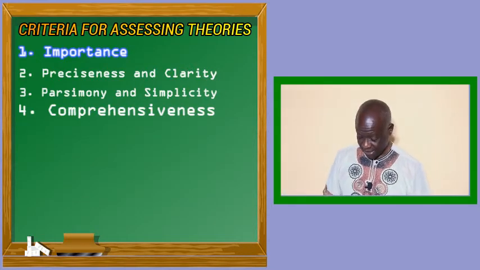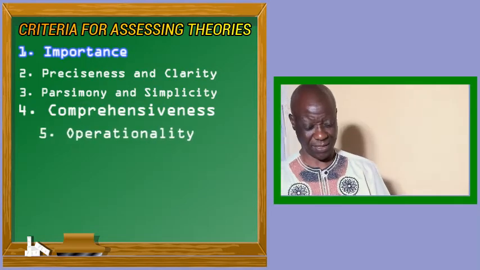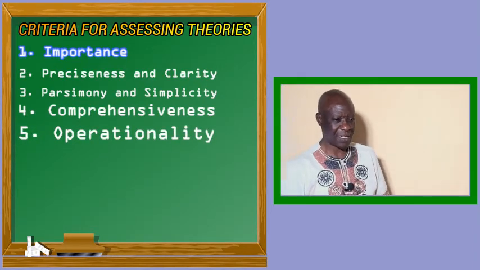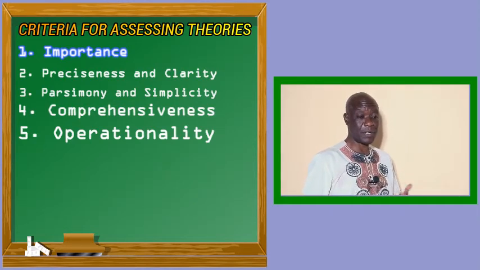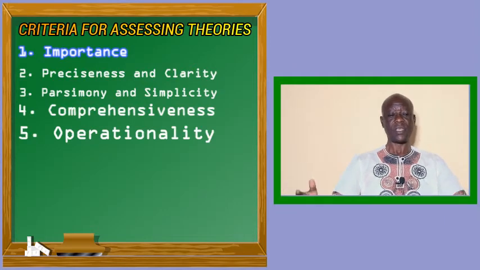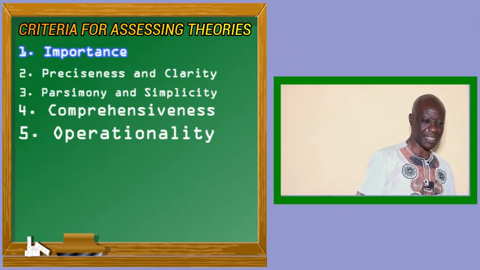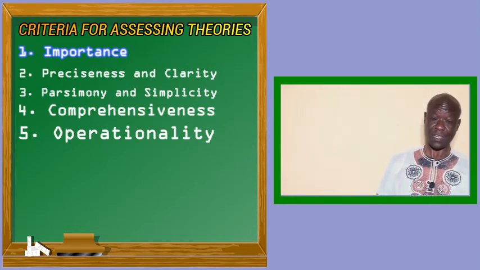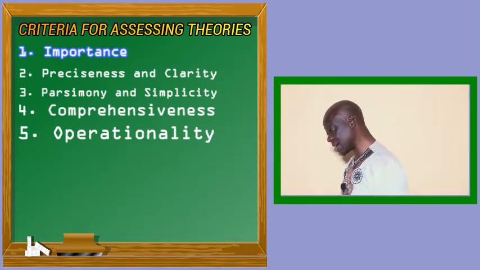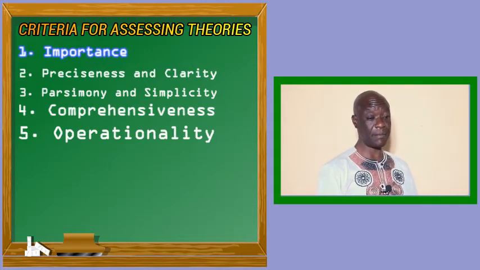Then the other criterion, ladies and gentlemen, is what we call operationality of the theory. When we talk about operationality of a theory, we mean that a theory should be capable of being reduced to procedures for testing its propositions or predictions. And its concepts must be precise enough to be measurable, and this is very important.